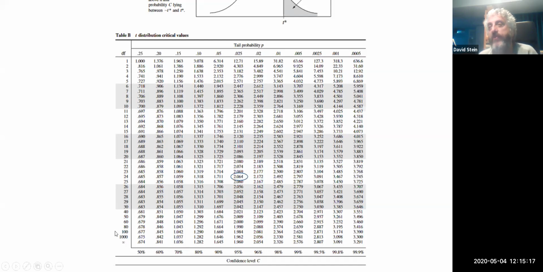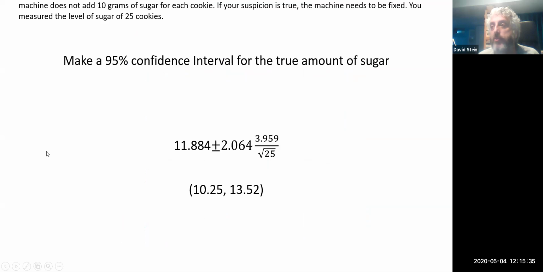And so you'll notice if you have a large sample size, like in the hundreds, there's very small difference between using the t and the z. But the smaller the sample size, the more difference there is. So I got it. Here's my t star, which is 2.064. And that gives me a confidence interval of 10.25 to 11.52. And now all I have to do is conclude.